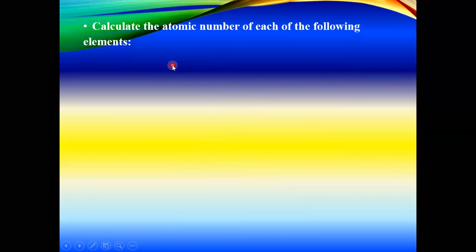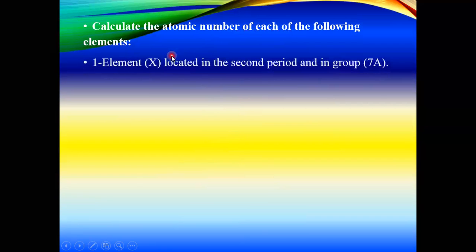تعالوا لـ question بطريقة مختلفة. Calculate the atomic number of each of the following elements. Element number 1: element X located in the second period. Second period يعني إيه؟ Automatic أنا بترجم. وإيه جروب 7A؟ Second period يعني how many energy levels؟ على طول 2 energy levels. لو هو جروب 7A يبقى الاوترموست electrons عددهم كام؟ Automatically عددهم 7. يعني 2 energy levels والأخير فيه 7.